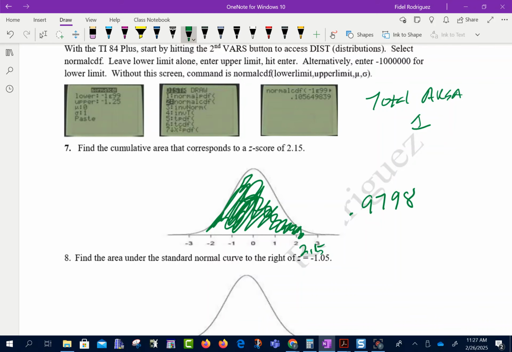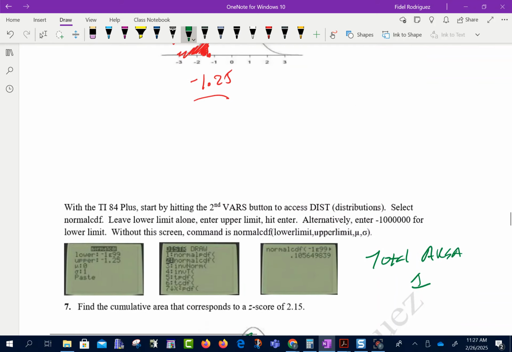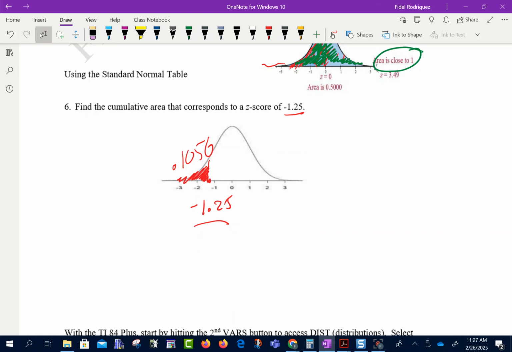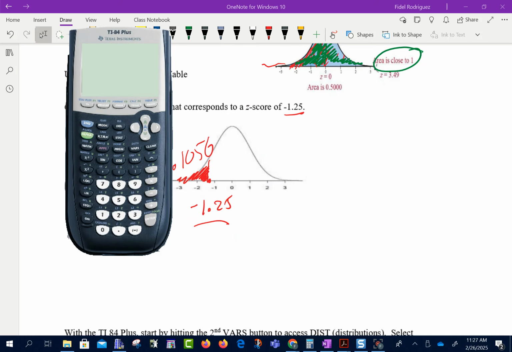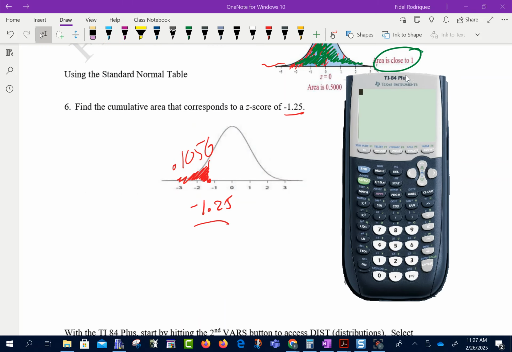Okay. Now, there's another way we can do this using our calculator. So, y'all, I'm going to grab my calculator real quick here. It's already on. Let me clear my screen. I'm going to move this guy over just so I got some room here.